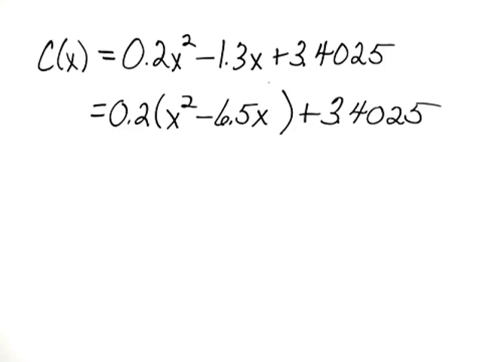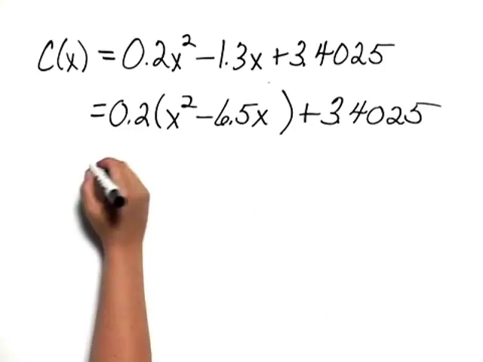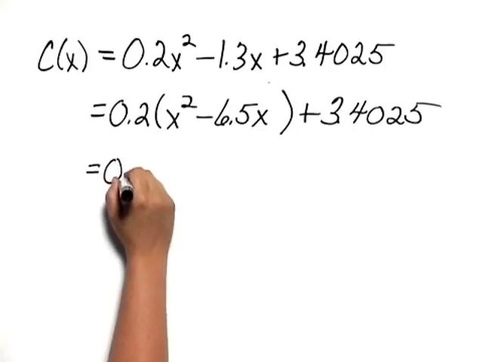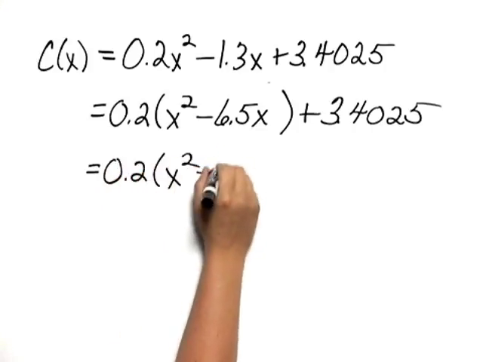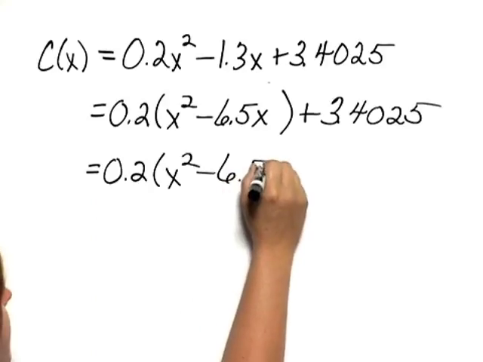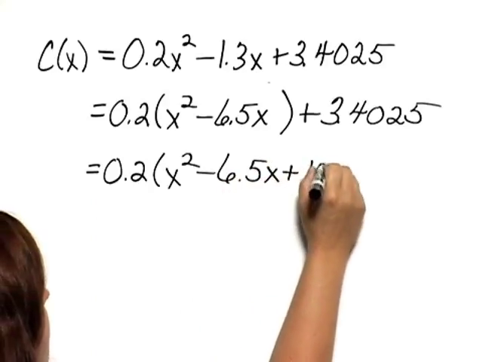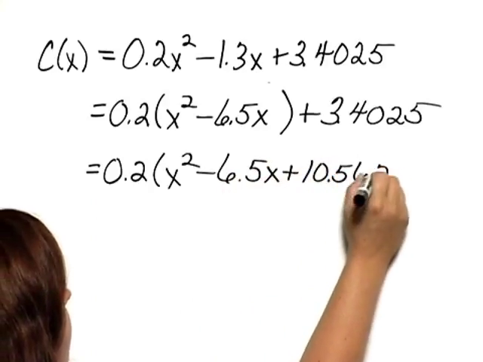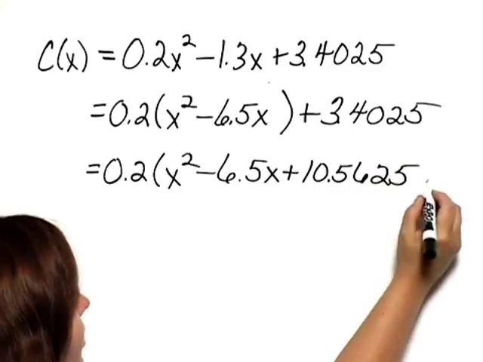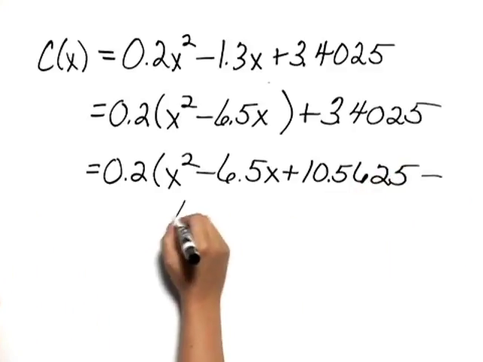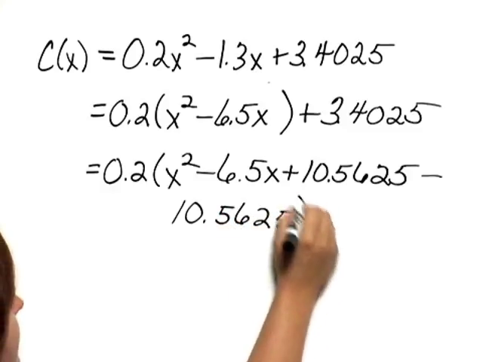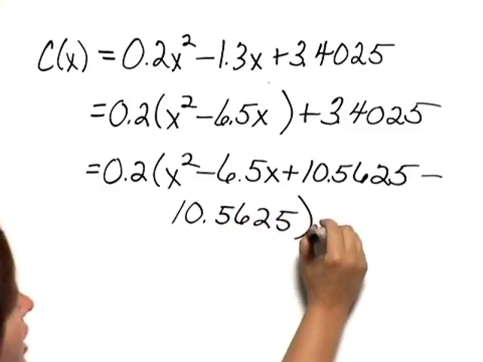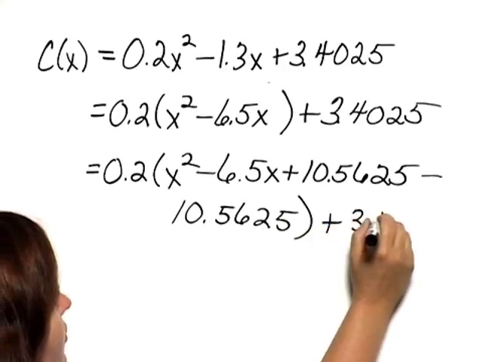Now we use 10.5625 to complete the square. We need to add inside the parentheses 10.5625, but we can't just add it in there. We need to subtract it back out to give us the effect of just adding 0. So essentially I've added 0 to this, I haven't changed it, plus 3.4025.